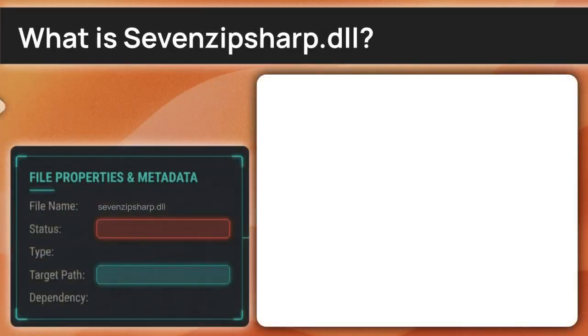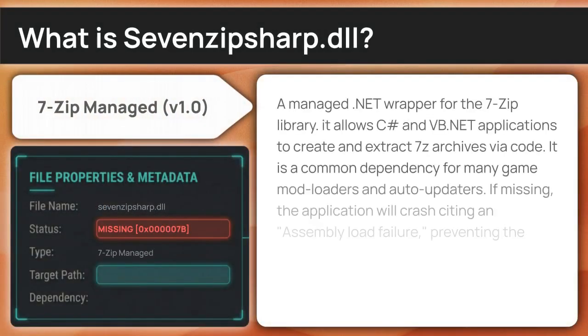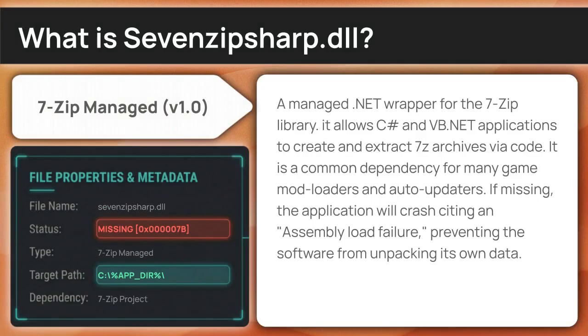This is the SevenZipSharp library, a managed .NET wrapper for the 7-Zip library. It allows C# and VB.NET applications to create and extract 7z archives via code. It is a common dependency for many game mod loaders and auto updaters. If missing, the application will crash, citing an assembly load failure, preventing the software from unpacking its own data.